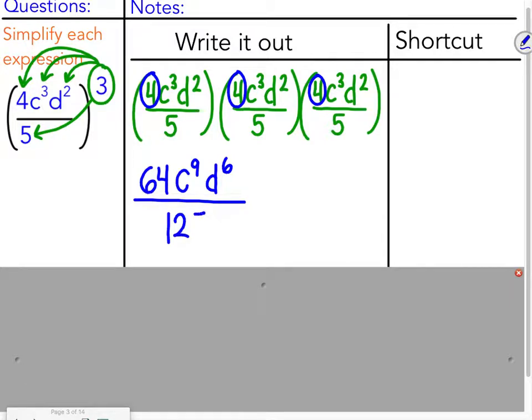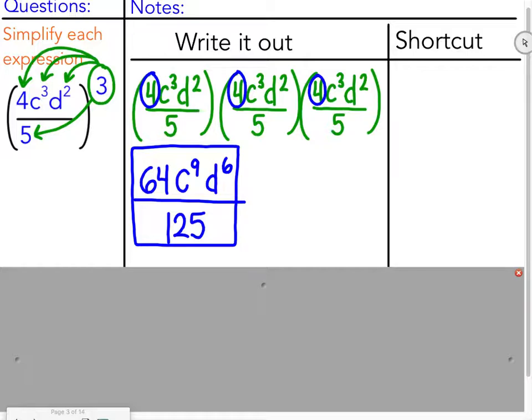Because I don't have any variables that can cancel, I don't have to expand my C's and D's. I do have to think about whether or not I can simplify 64 over 125, which I can't, so I am finished. So my answer is 64, C to the 9th, D to the 6th, over 125.